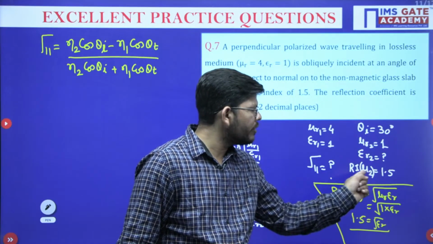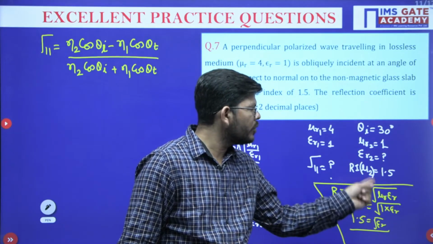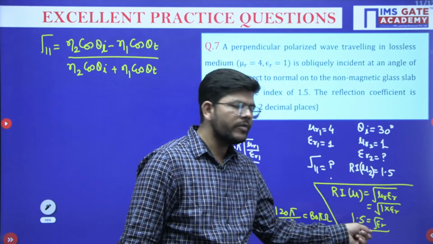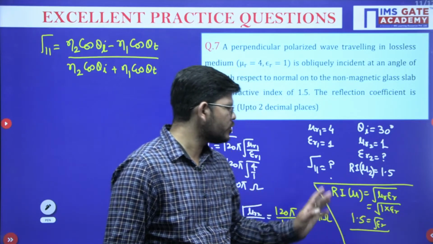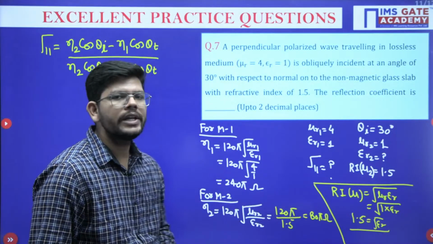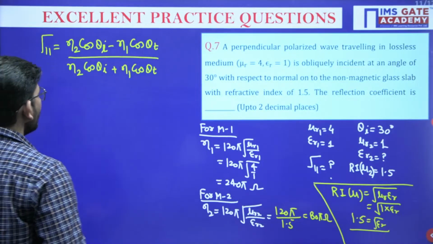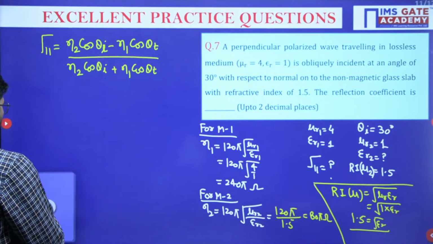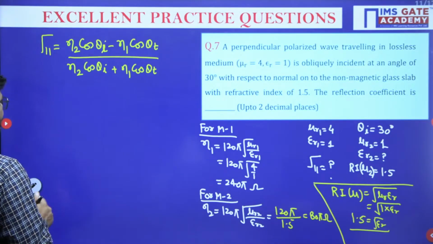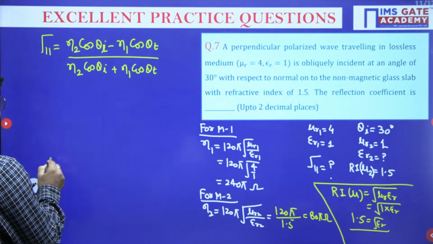So for medium 2, the refractive index is given. Mu is given as 1, and epsilon is what we have to find. So under root epsilon will be equal to 1.5, and we can calculate eta 2. Now we require to calculate theta t. If we have the value of theta t, this problem is almost done. Yes or no? So how to find theta t?